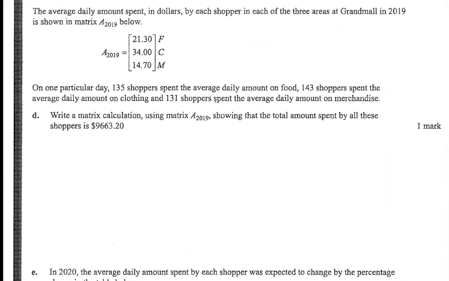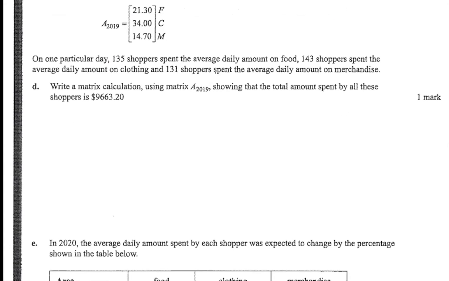The average daily amount spent in dollars by each shopper in each of the 3 areas at Grand Mall in 2019 is shown in the matrix A 2019 below. On one particular day, 135 shoppers spent the average daily amount on food. 143 shoppers spent the average daily amount on clothing. So that corresponds to F. And that number of shoppers will correspond to C. And finally, 131 shoppers spend an average daily amount on merchandise. So this will be big M. And in this question, read the question very carefully.